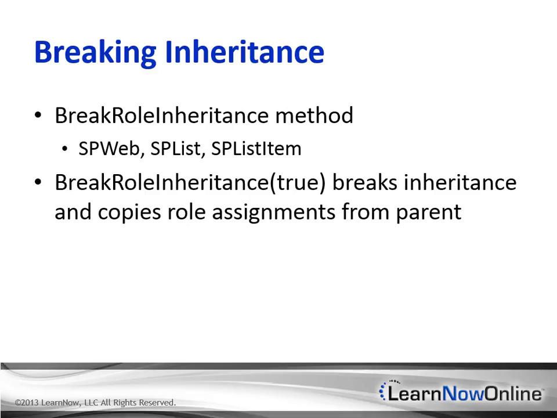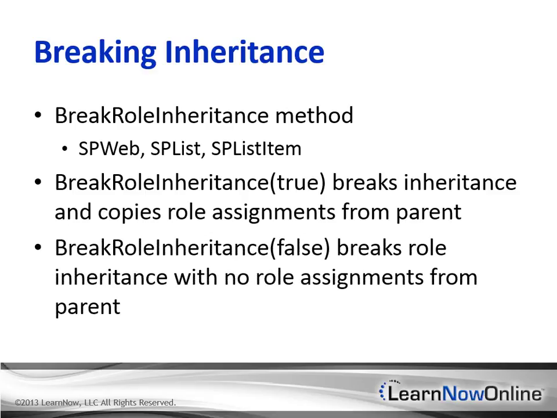So if you call that method and you pass in true, you're going to get all the role assignments from the parent. So just like when we did that in the UI for our pictures library, we broke inheritance, but we still kept all of the original role assignments from the parent. You still saw the test site collection visitors, test site collection members, all those groups and role assignments were still there because they got copied. But if you don't want that to happen, you can pass in false, and that will break the role inheritance, and you won't have any assignments at all from the parent.